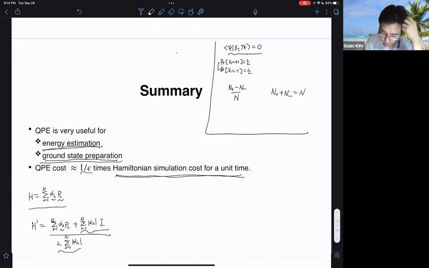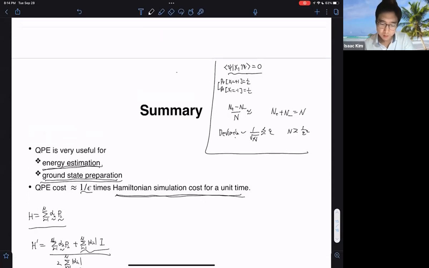And on average, this deviates from the mean value by 1 over square root of n because of the central limit theorem. So if you want to make sure that this is less than epsilon, then you need to have a sample size which is larger than 1 over epsilon squared. So that's why you get 1 over epsilon squared.